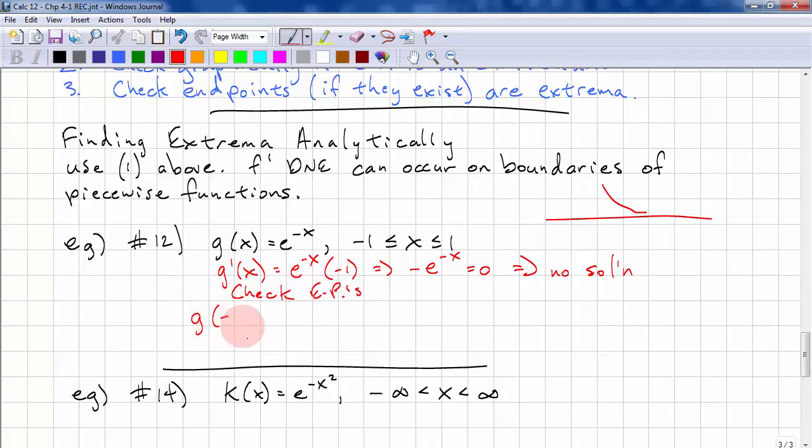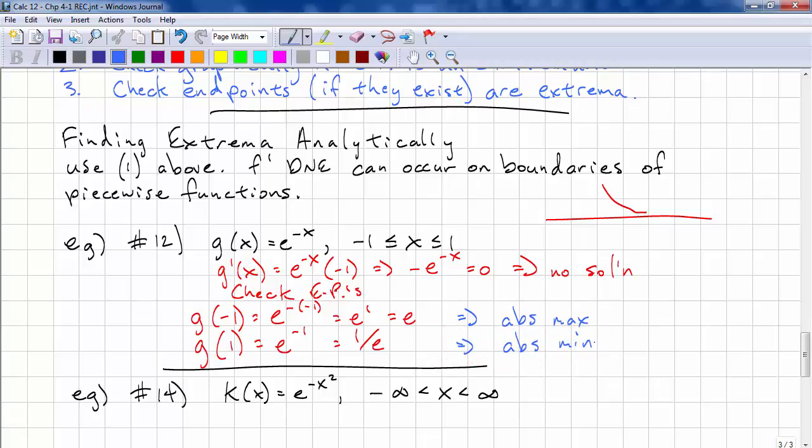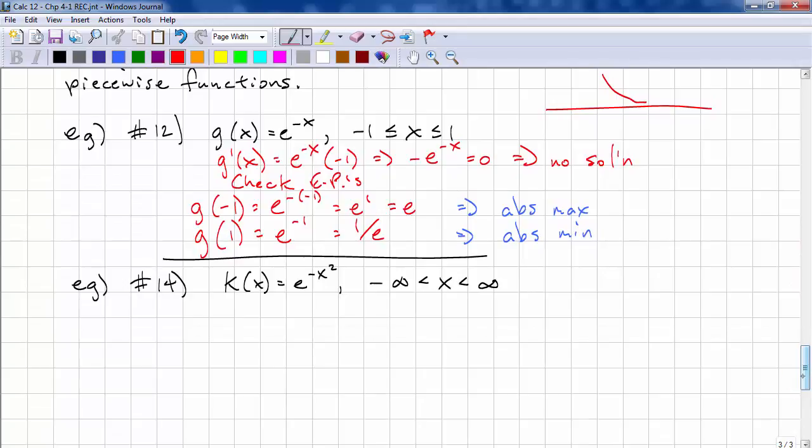g of negative 1 equals e to the negative negative 1, which equals e to the 1, which is e. g of 1 equals e to the negative 1, so this is 1 over e. That means this must be our absolute max, and this is our absolute min. Just remember, we're always doing derivatives and we're just finding zeros.